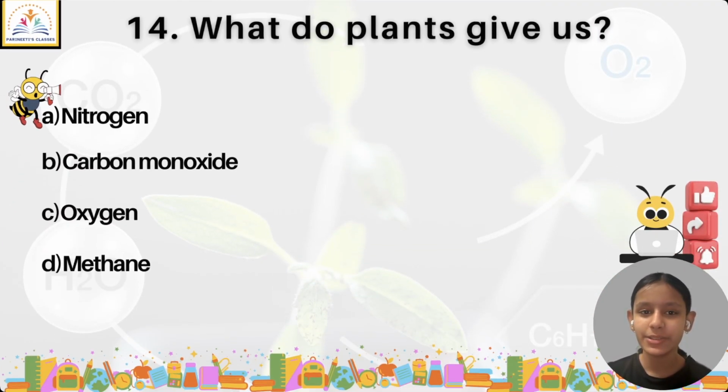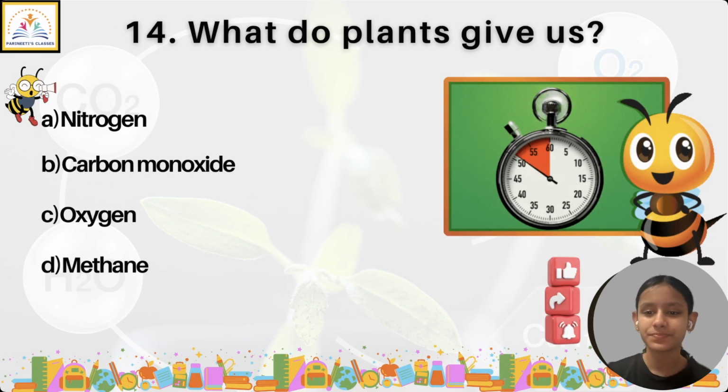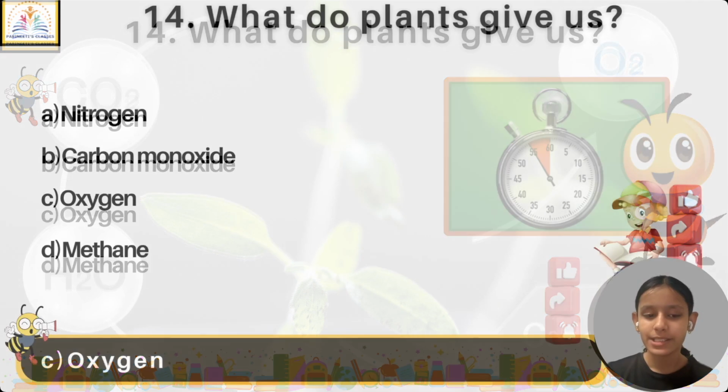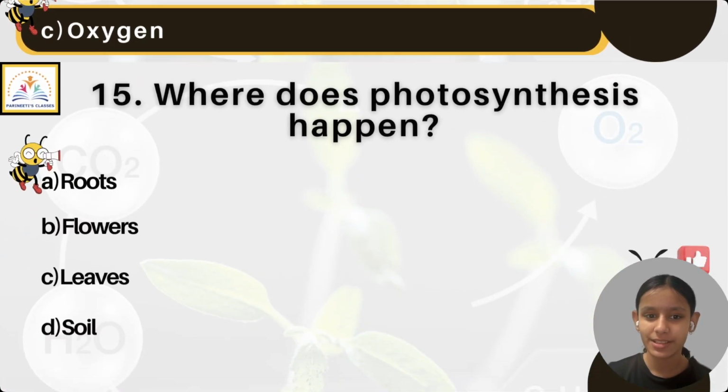The 14th question is, what do plants give us? Option A, nitrogen. Option B, carbon monoxide. And option C, oxygen. And option D, methane. The correct answer is option C, oxygen.